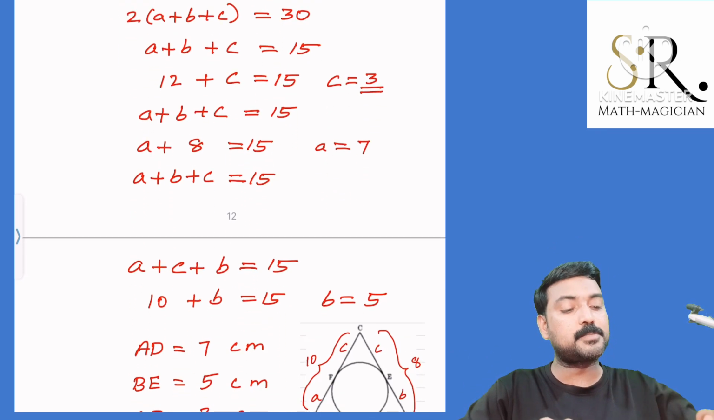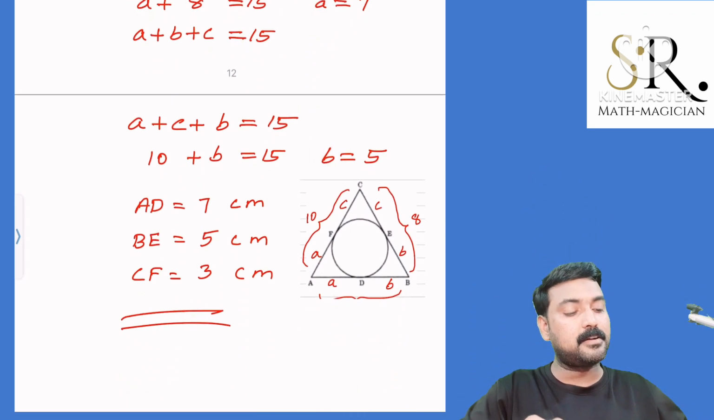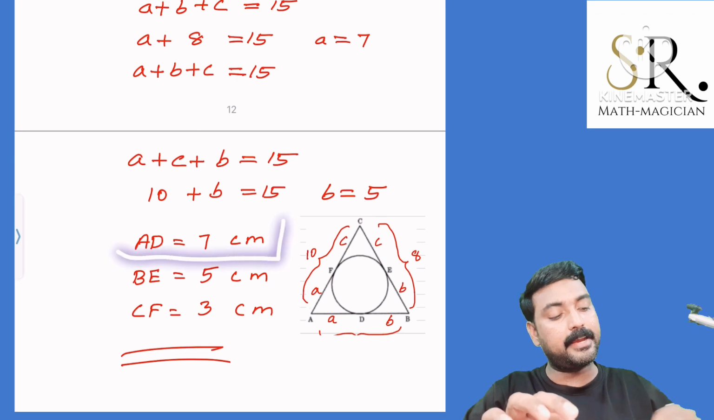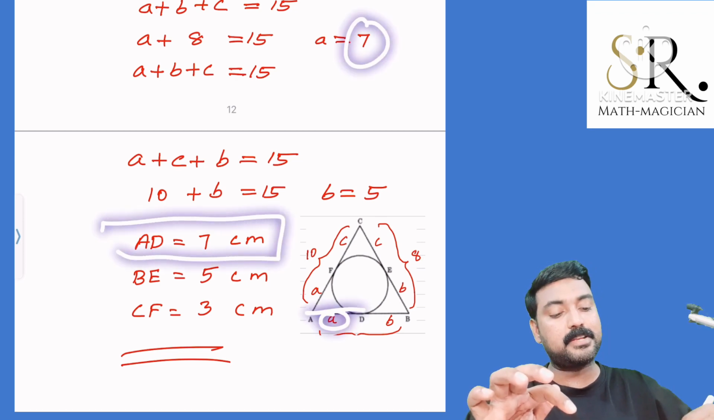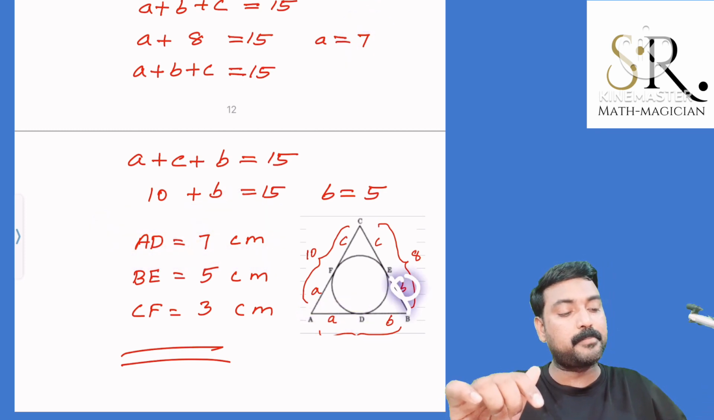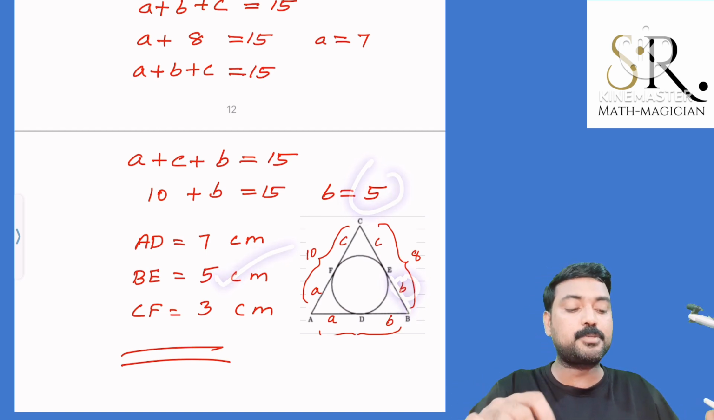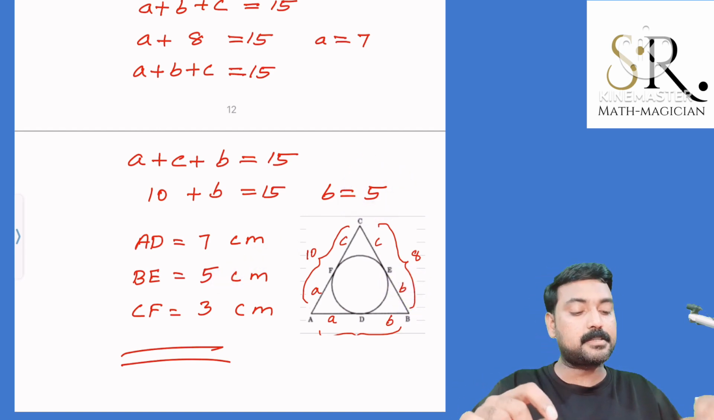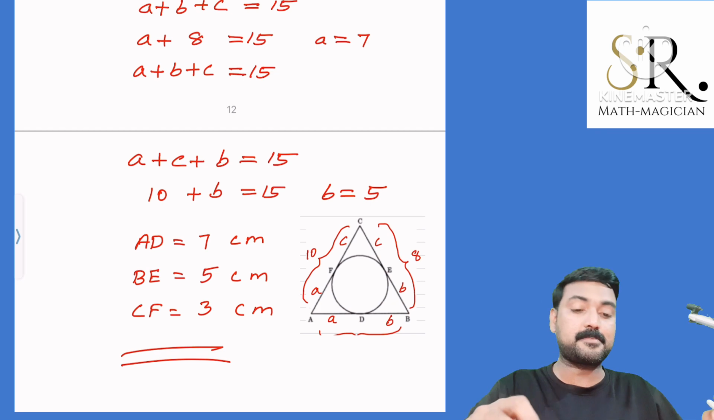So we got the small letters a, b, c. Now from the figure we can understand the question they asked. AD means this is small letter a. Then we got 7, so 7 is AD. Similarly, next one is b, small letter b. Then we got 5, so BE is equal to 5. And the third part CF. CF means letter c. Letter c is 3. So we got each and every part that they asked.